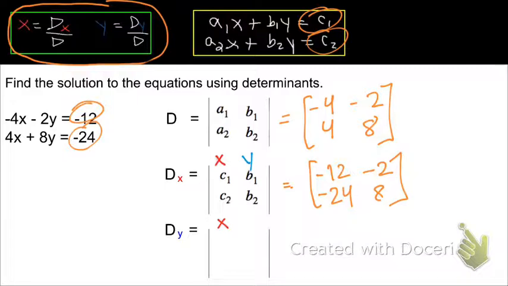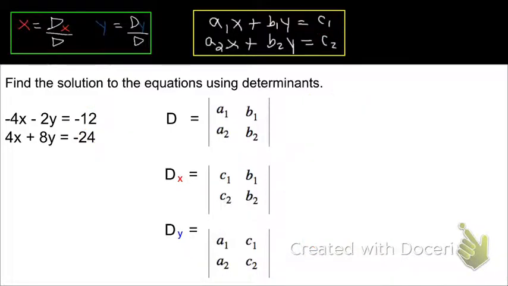And then for the Dy, the y column is the one that changes to the C1, C2. And the x column stays the same. So this one would be, make it a little smaller here to fit, -4, 4, and -12, -24. So we are going to find the determinant of each of these matrices using the calculator. So let me go to that calculator and show you how it's done.